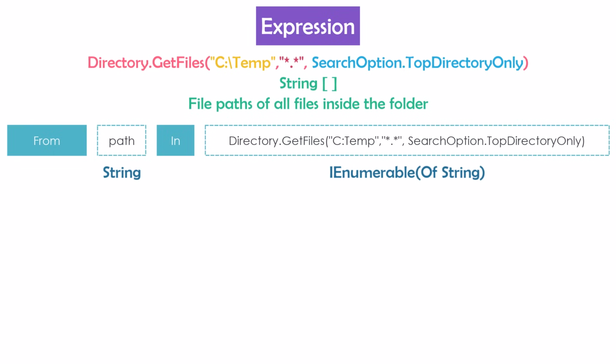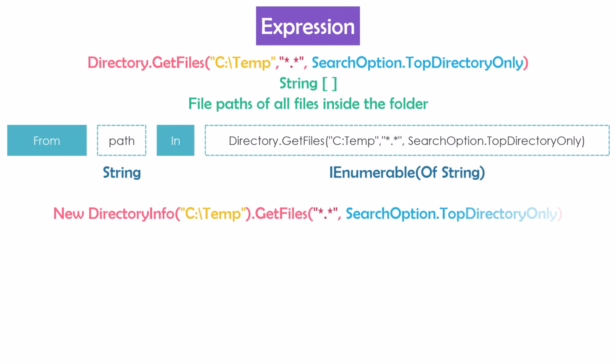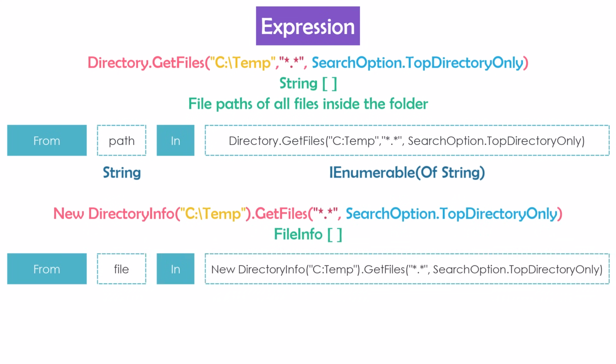Let's see another expression to get the files from a folder. The output of this expression is of type FileInfo array. The statement is the following. The data source in this case is of type IEnumerable of FileInfo, and the range variable is of type FileInfo. In this case I can use all methods and properties of FileInfo type with the range variable, for example this property, to get the last write time of the file, or this property to get the extension of the file.